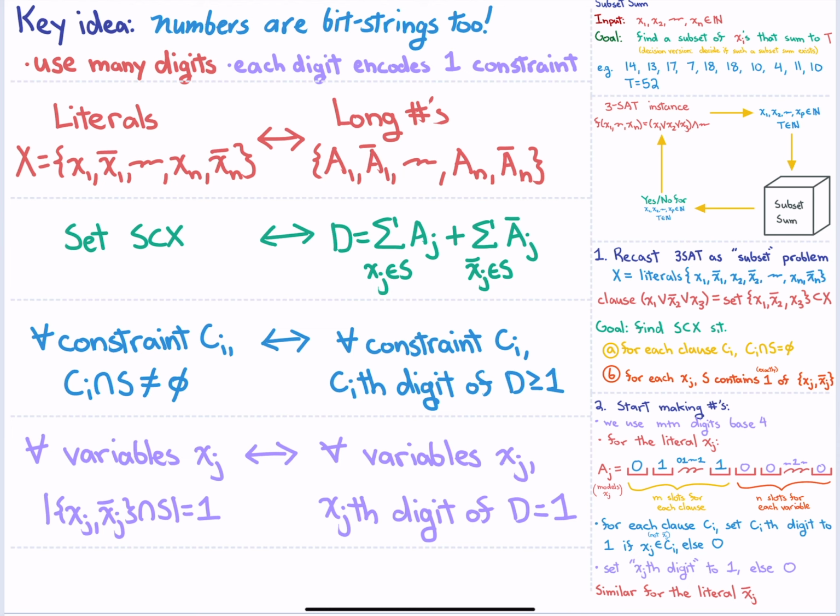Okay, we need a target value t. So what should t look like? What would t be? I guess you have a bunch of slots for the clauses and a bunch of slots for the variables. What would the clauses look like and what would the variables look like?